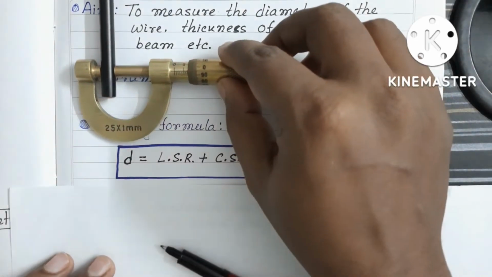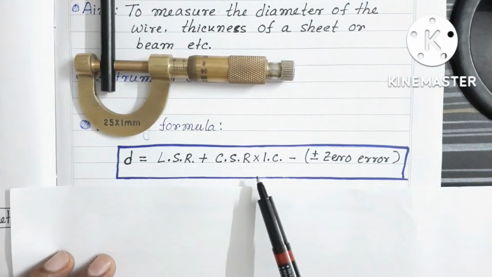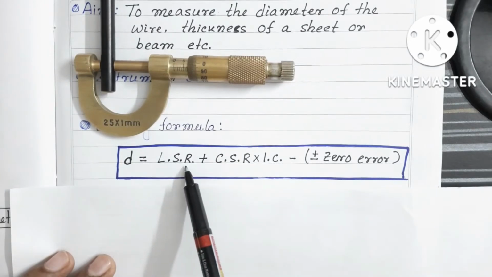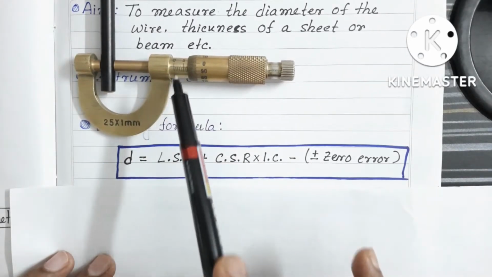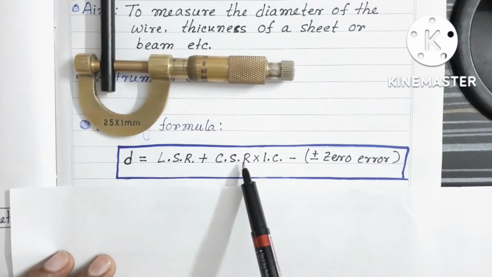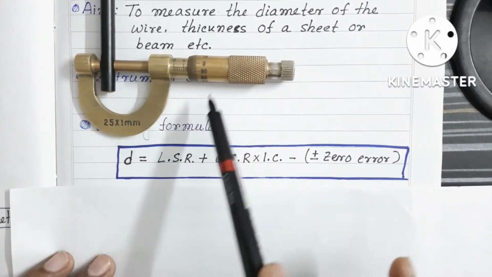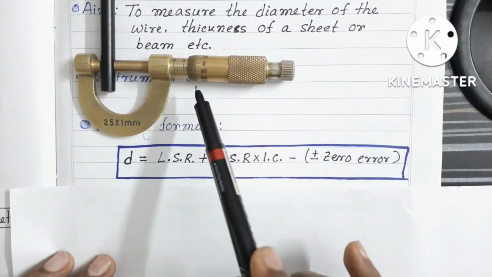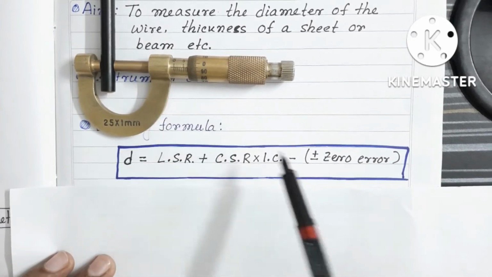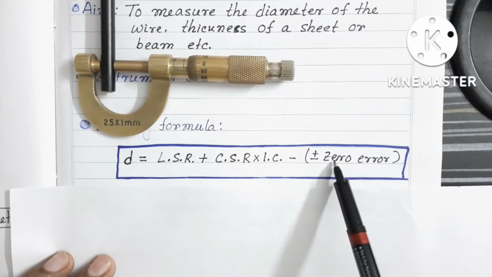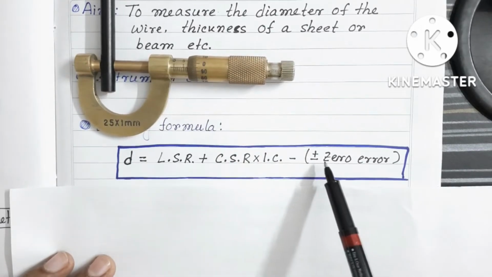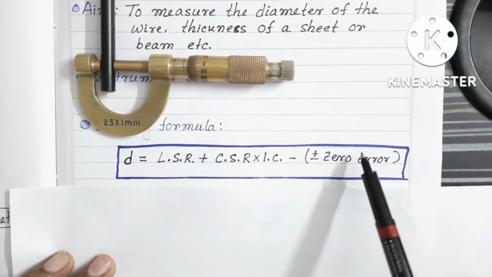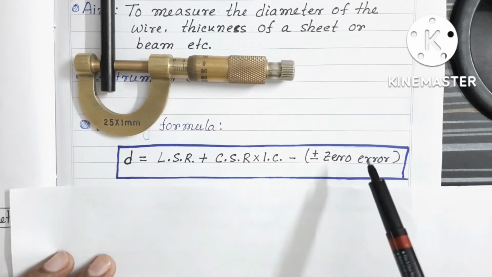For the moment, just focus on the working formula. The diameter of this pen is the linear scale reading, that means we can take from here, plus the circular scale reading into the least count of this instrument. Not only that, there is always a mechanical error in this instrument, so we have to subtract this error. In this instrument there are two types of error, one is the positive error and the other is the negative error. We will discuss this in detail also.